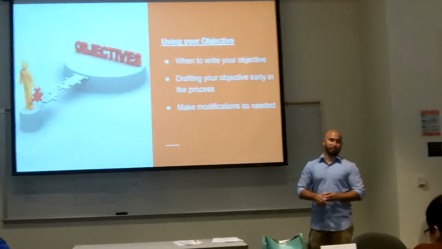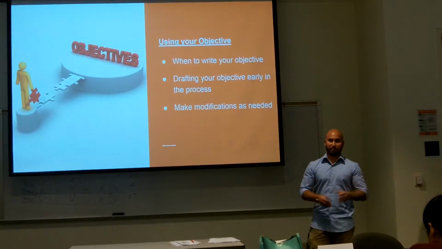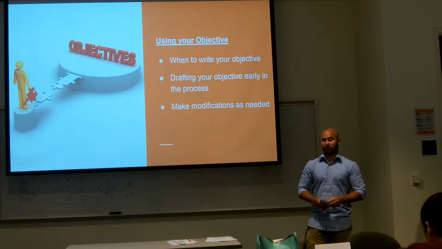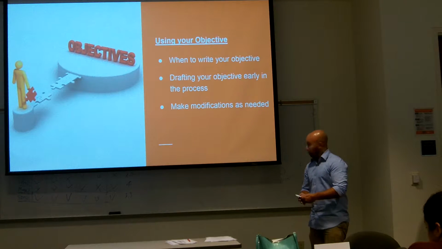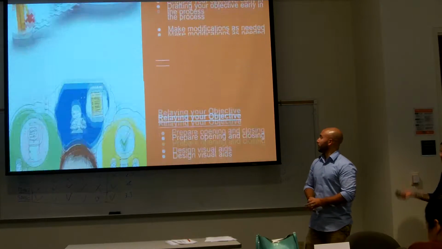When discussing your modifications in the presentation, you'll need to understand that certain situations change before your presentation objective, and you need to be able to change that objective as you go along. For example, if you're giving tips on computer security and there's a computer virus that's affecting other people around the city or something, you need to make sure that you're including that hazard so that you can give tips on how to fix it. Moving on to relaying your objective.